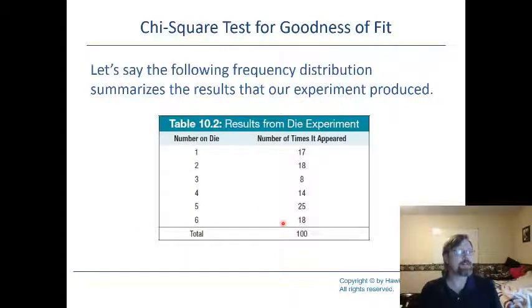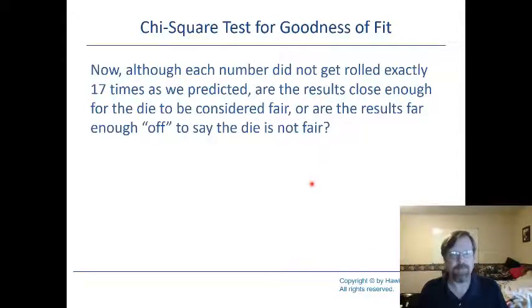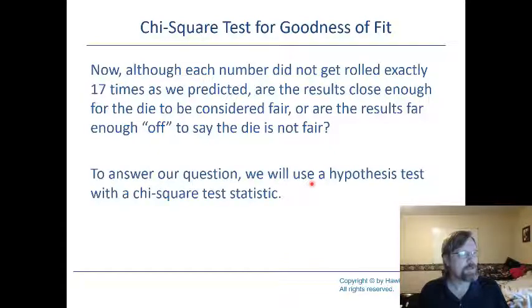So let's say this is the frequency distribution from our experiment. We've got only 8 threes and 25 fives. The others are fairly close to 17, maybe close, but these two, just looking at it, seem kind of questionable. So is that far enough off to say the die is not fair? We'll use a hypothesis test with the chi-square test statistic.